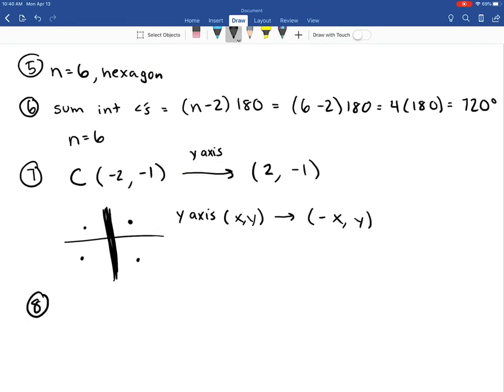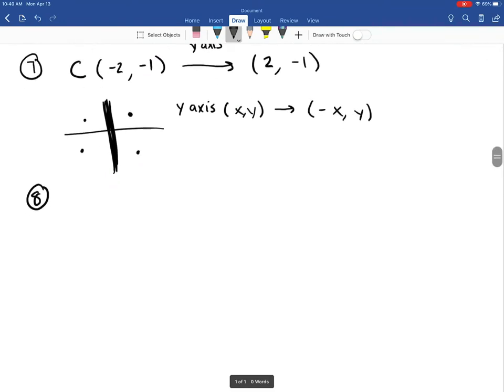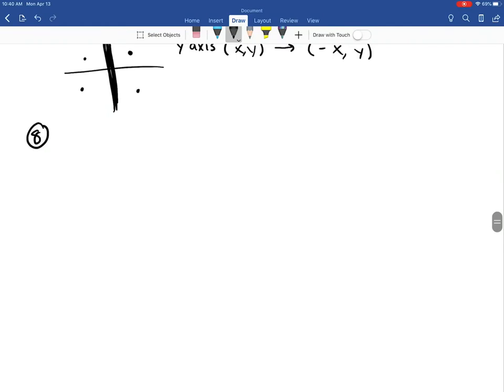Number 8. Triangle TUZ has vertices T, 2, 0, U, 1, -2, and Z, 2, 1. The triangle is rotated 90 degrees clockwise about vertex Z. What are the coordinates of U prime? So again, we could graph this to help us out a little bit, since we don't have a picture like we did in number 7.